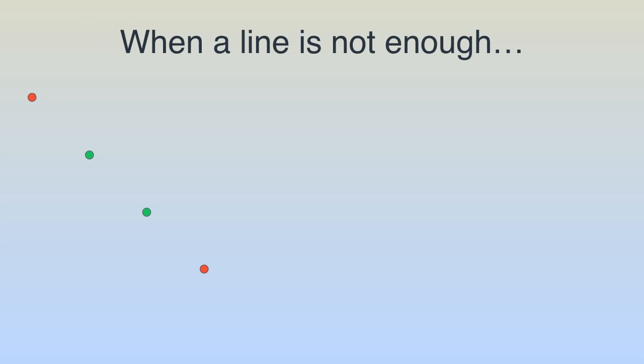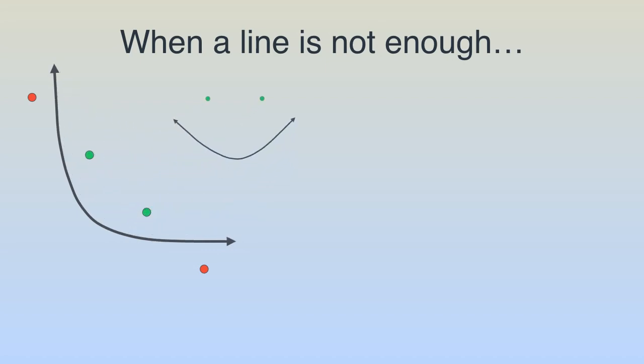Okay, so now let's say we have these 4 points arranged like this and we want to split them. It seems like a line won't do the job, since the red ones are on the sides and the green ones are in the middle. So we need to think outside the box. One way to think outside the box is to use a curve like this to split them.